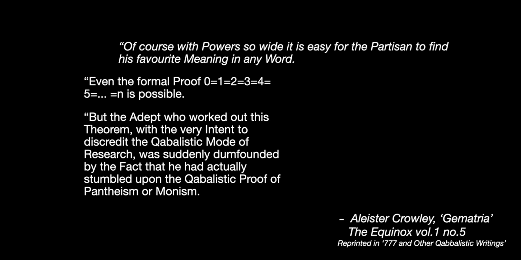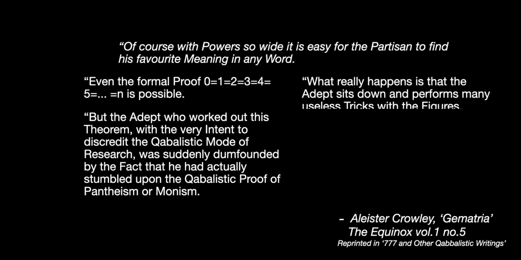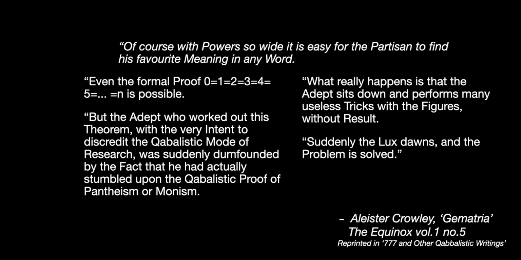But, he says, the adept who worked out this theorem, presumably himself, I would think, with the very intent to discredit the Kabbalistic mode of research, was suddenly dumbfounded by the fact that he had actually stumbled upon the Kabbalistic proof of pantheism or monism. And I guess basically implying that God is in all numbers, or every number is infinite, there is no difference. What really happens, he says, is that the adept sits down and performs many useless tricks with the figures, without result. Suddenly the lux dawns, and the problem is solved.